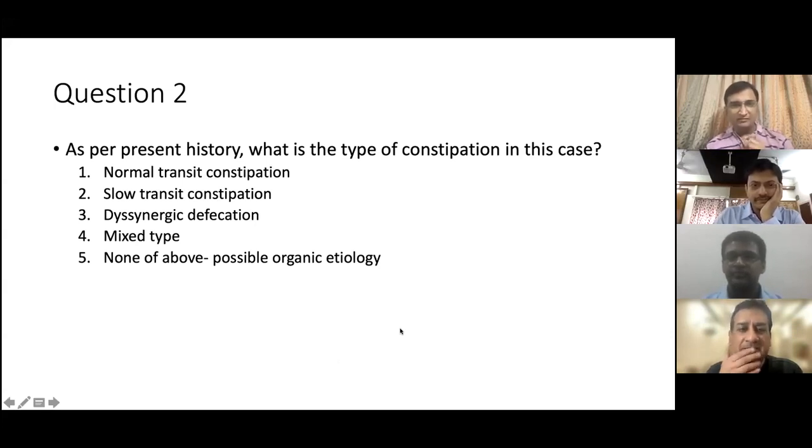So poll results: out of 145 people who've answered, 55% felt this was slow transit, 17% felt this was dyssynergic defecation, 12% felt it was normal transit, and 12% felt it was a mixed type. 3% felt that there was a possible organic etiology here. So the majority went with slow transit and 17% with dyssynergic defecation.